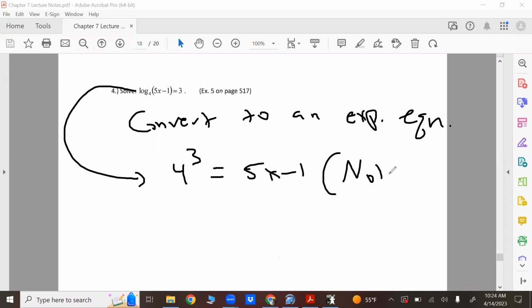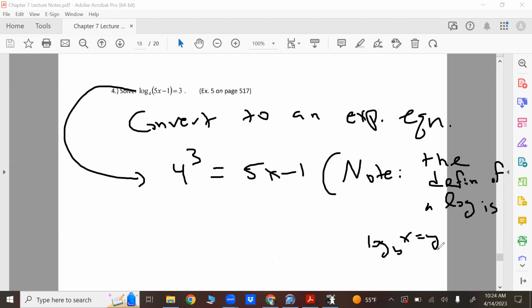Remember, the definition of a log is this, right? If you have log base b of x equals y, then b to the y equals x. Remember that, right?